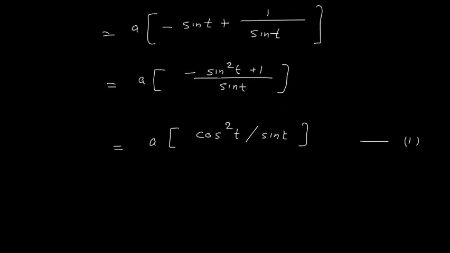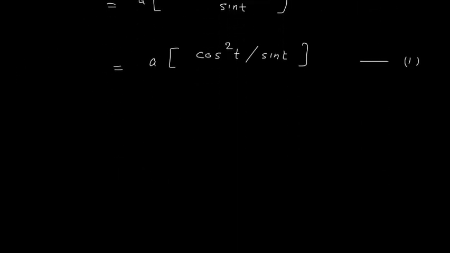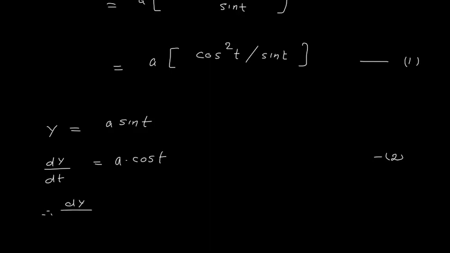Now y is a sin t. So we have y is equals to a sin t, so its derivative dy upon dt will be equal to a into sin t, derivative is cos t. So a into cos t. This is second equation. So therefore your dy upon dx will be equal to dy upon dt whole divided by dx upon dt.